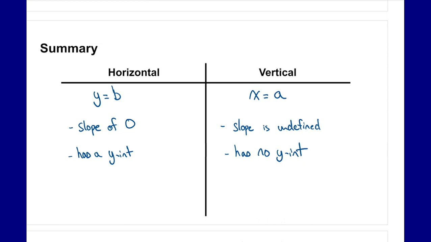So that's just a quick summary, right? Y equals b, where b is the y-intercept; the horizontal has a slope of 0 and has a y-intercept. So we might say y values stay the same. And for vertical, x values stay the same.